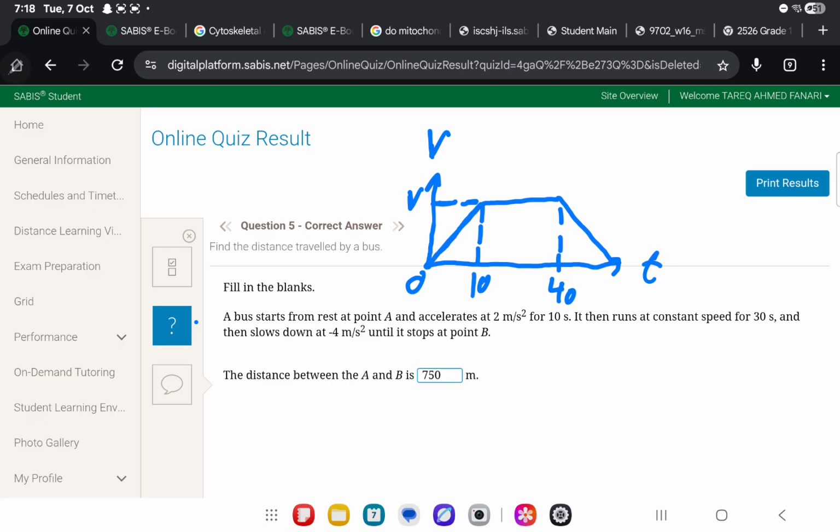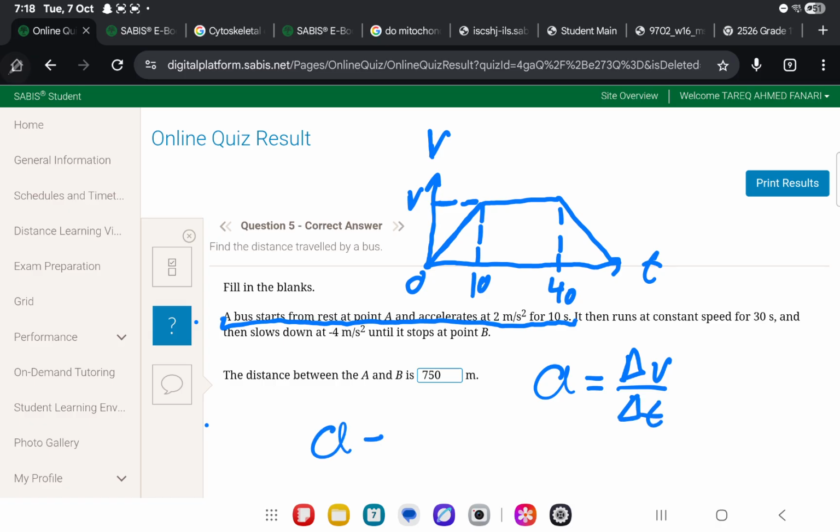Now, okay, so it's a straight line, right? That means my acceleration is constant. And they told me in phase 1, right, it starts from rest and accelerates at 2 meters per second squared for 10 seconds. How am I going to find this velocity here? I'm very easily going to use my acceleration formula, which is delta v over delta t, right? Now, acceleration is equal to, my final velocity is this v, right? I called it v. And my initial velocity is 0. Why? Because it starts from rest. So v minus 0 over t is 10. Delta t is 10 seconds, right?